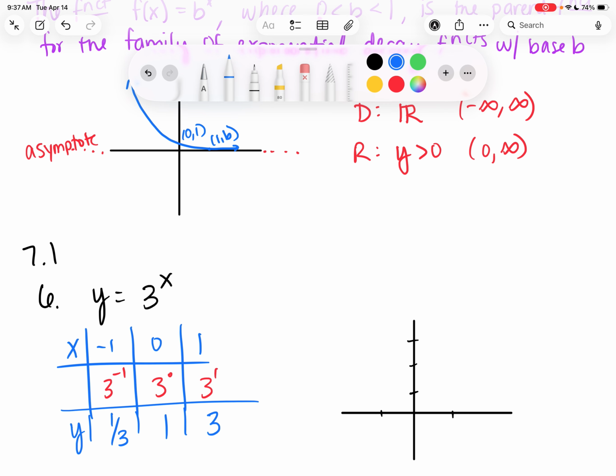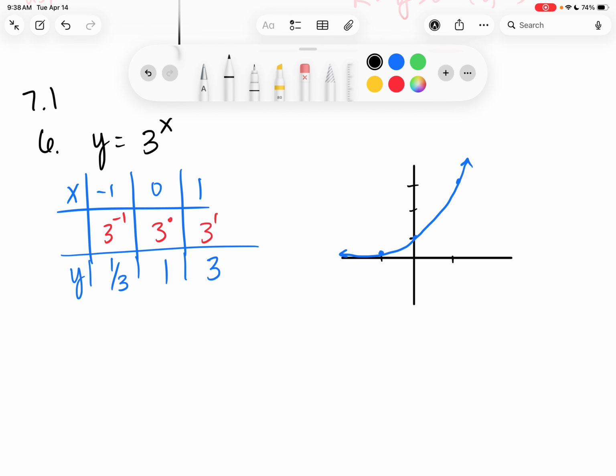So at -1, I have a point at 1/3. And a lot of those points that are like the fractions get really hard to get them exact. As I've said many times before, I'm not getting out a ruler, just get it approximate. At 0, 1, I have a point, and then at 1, 3, I have a point, and then I just connect and it's rounded off like that. That's not too hard.